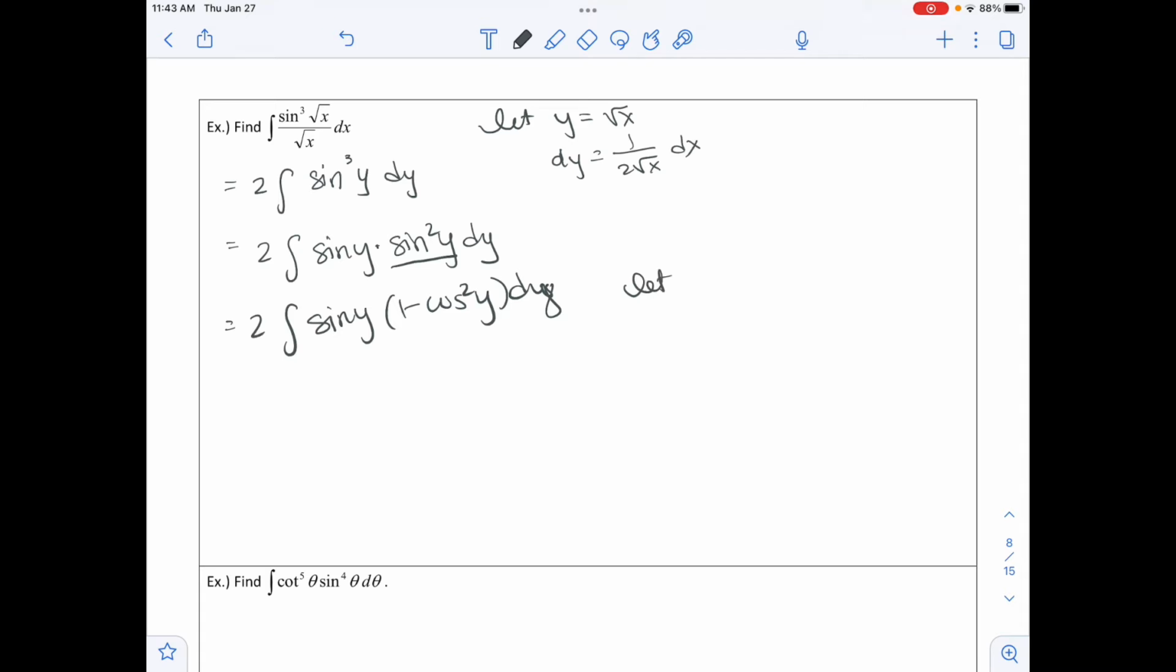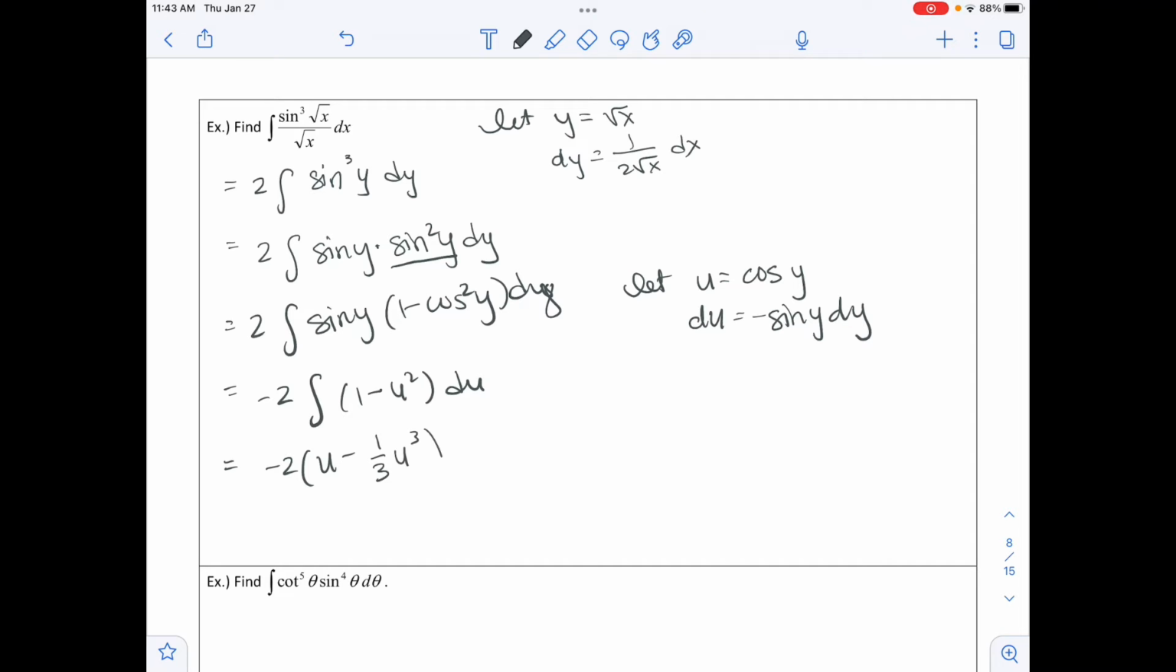And again, this time I'll let u equal cosine of y, so then du is going to be negative sine y dy. And I'm going to put the negative in front of the 2. So negative 2, the integral of 1 minus u squared, and then sine y dy, since I already have the negative in there, would just be du, which integrates really nicely. So we have negative 2 times u minus 1/3 u cubed plus c.